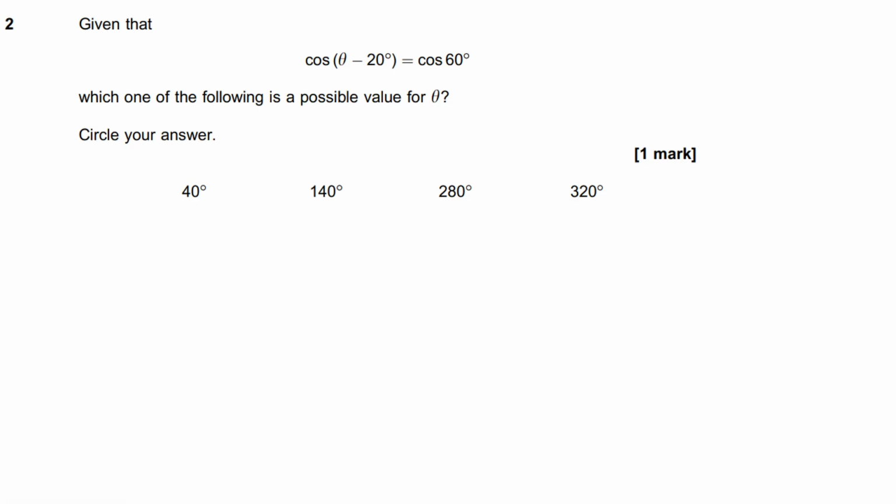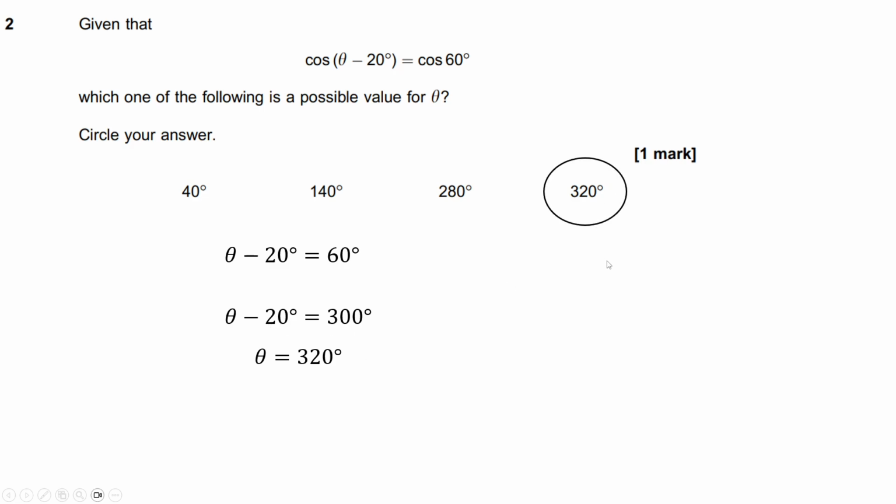Cosine of theta minus 20 equals cosine of 60 degrees. Okay, so what you need to do for this is, what is cosine of 60? Well, cosine of 60 is a half. And we're saying that this input equals this input, so theta minus 20 degrees equals 60 degrees. What other value is equal to 60 degrees with cosine? Well, 300 degrees. It's 360 minus this. So theta is 300 plus 20 degrees. So it's this one here.